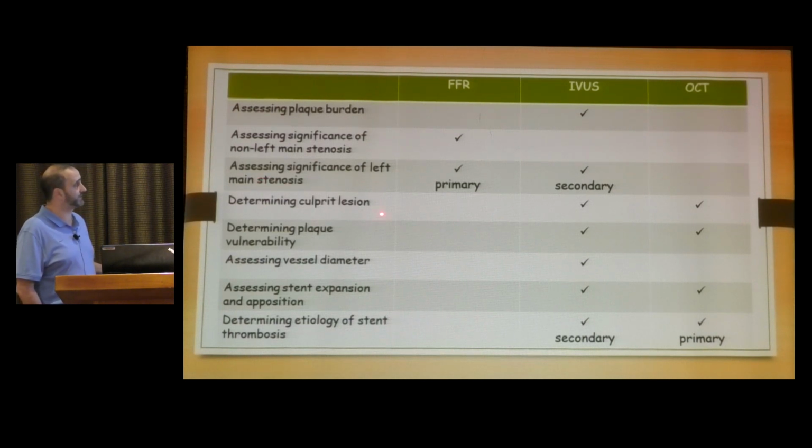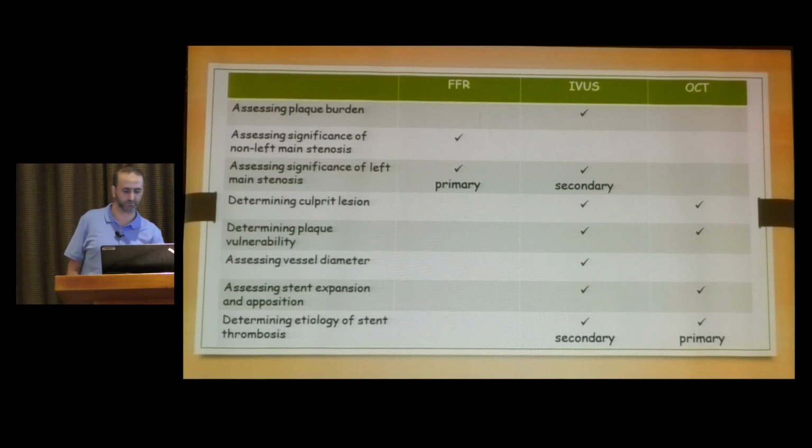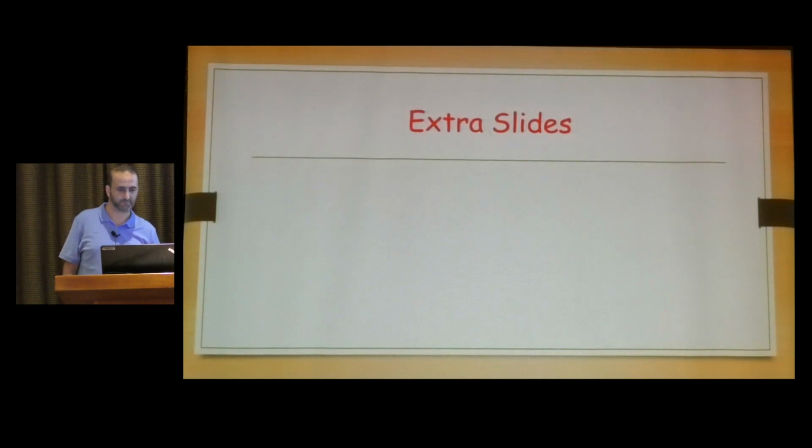To determine culprit lesion, we use IVUS or OCT. We cannot assess vulnerable plaque using FFR. We can't see the plaque itself. Diameter, IVUS is still the best way to go with that. Assessing stent expansion, malapposition, we can go with either IVUS or OCT. Etiology of stent thrombosis, I showed you good pictures with OCT, but still IVUS is a good tool to use with these patients. Thank you.